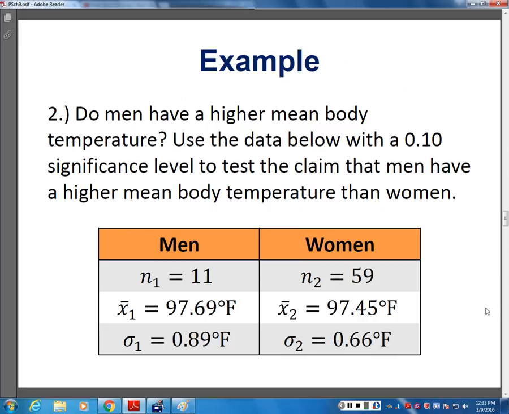So let's do an example. Do men have a higher mean body temperature? We use the data below with a 10% significance level to test the claim that men have a higher mean body temperature than women. Notice in this problem I have two samples. One's of men, one's of women. And I have the population standard deviation for both samples. This allows me to use a two-sample z-test.